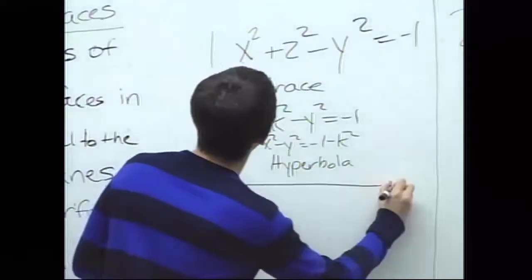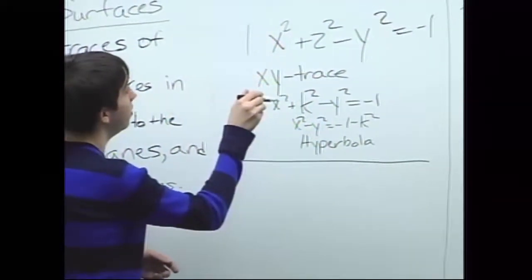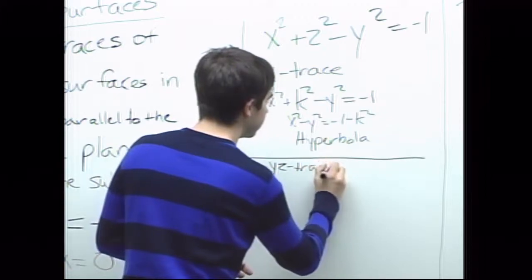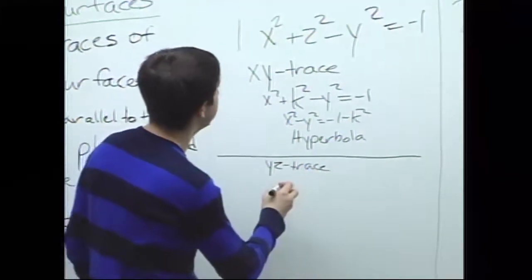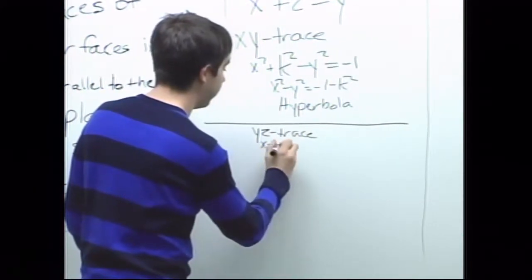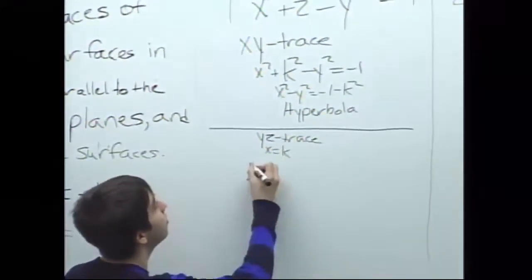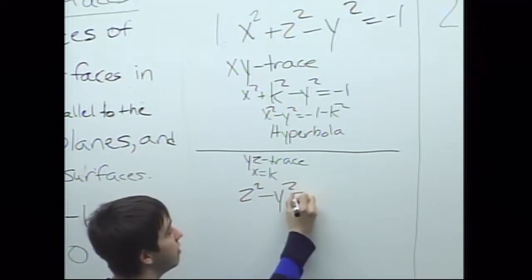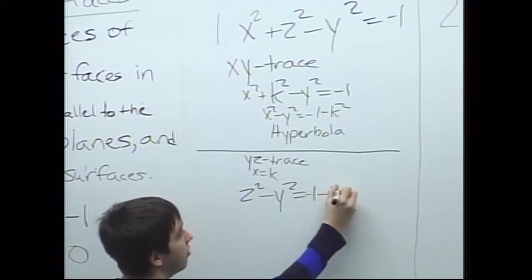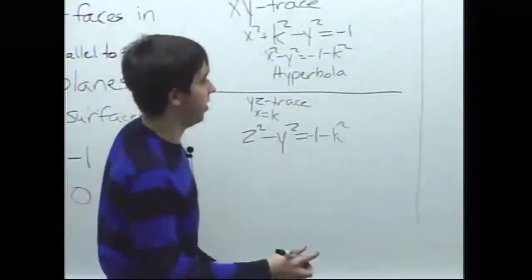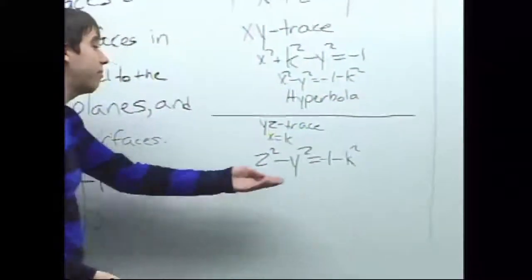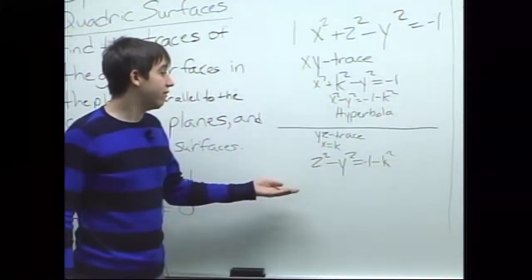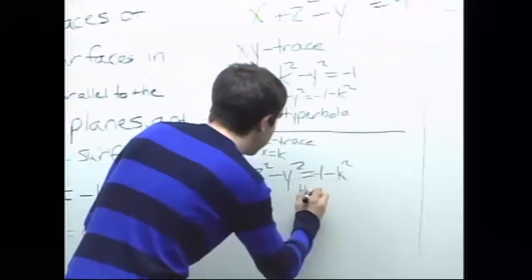Similarly, if you take a look at the yz trace, x is equal to a constant this time. You end up coming up with the equation z squared minus y squared is equal to 1, or negative 1 minus k squared. And again, positive or negative, it doesn't really matter. This is the equation of a hyperbola, unless that is equal to 0, but that's a special exception. So this trace is a hyperbola.